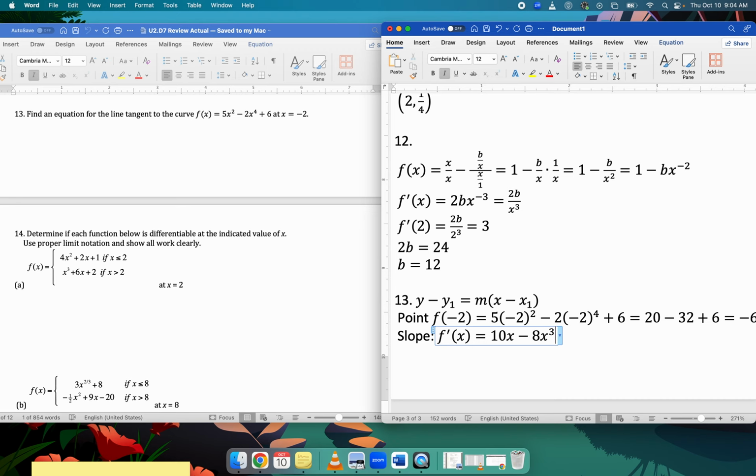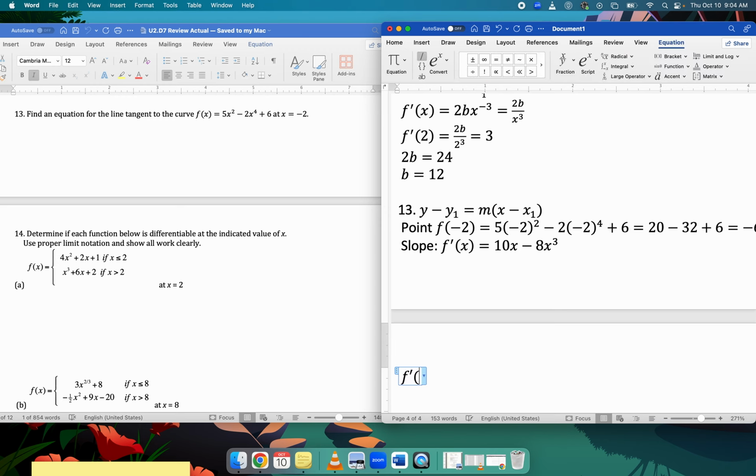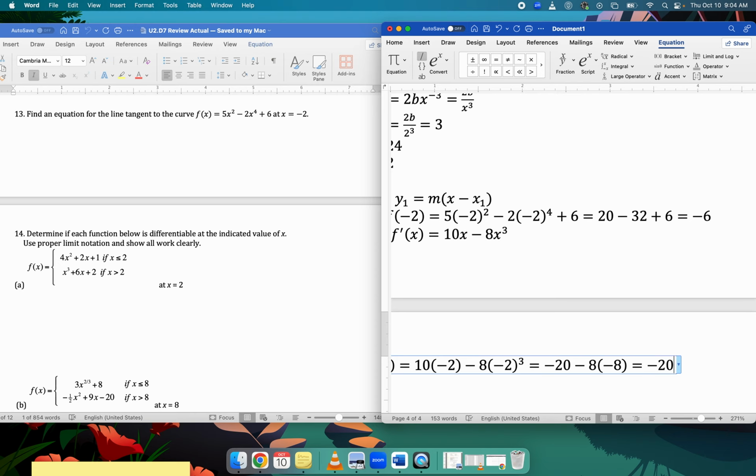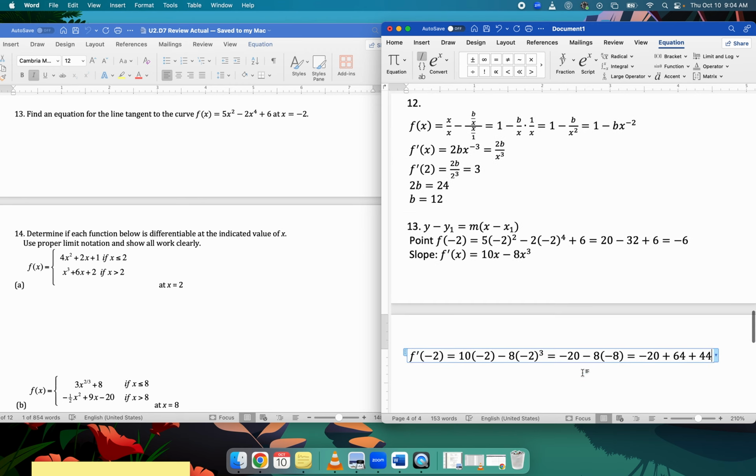10x minus 8x cubed. Okay, so I need to evaluate that at negative 2. So that's 10 times negative 2 minus 8 times negative 2 cubed, which is negative 20 minus 8 times negative 8, right? So that's negative 20 plus 64, so 44. So I think the slope is 44.